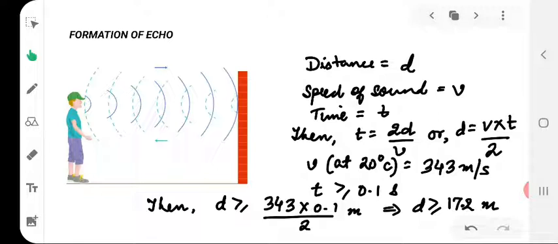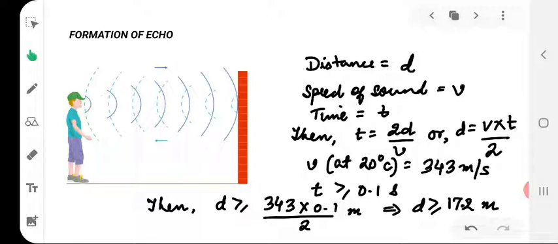Echo is a very familiar example of reflection of sound waves. The time gap between the two sounds, one direct and the other echo, depends upon the medium through which the sound wave travels. Due to persistence of hearing, the minimum time interval between the direct sound and the reflected sound, that is the echo, should be at least 0.1 second.